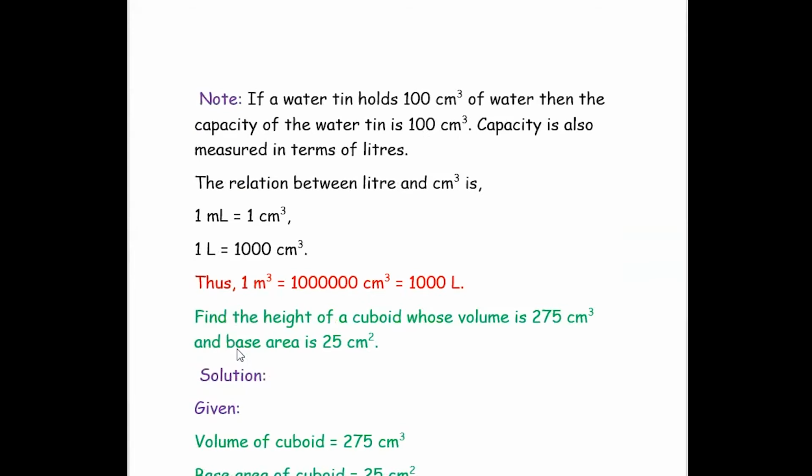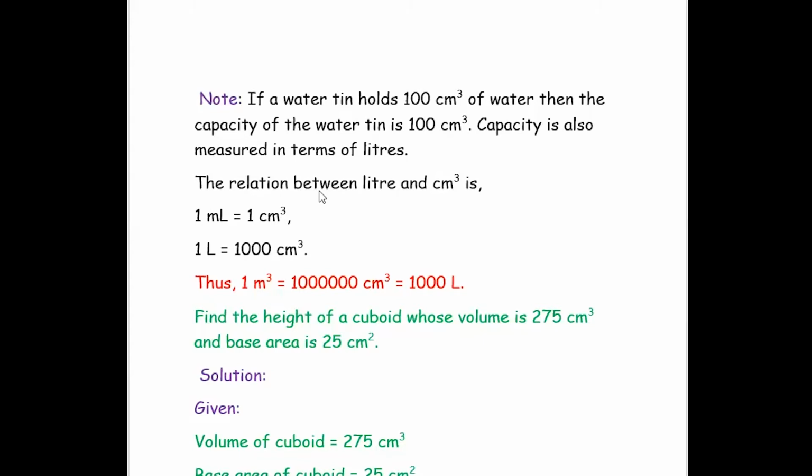So note, if a water tin holds 100 centimeter cube of water, then we'll say the capacity of the water tin is 100 centimeter cube. The capacity is also measured in terms of liters. Normally we measure all liquids in liters, but here we are talking about centimeter cube.